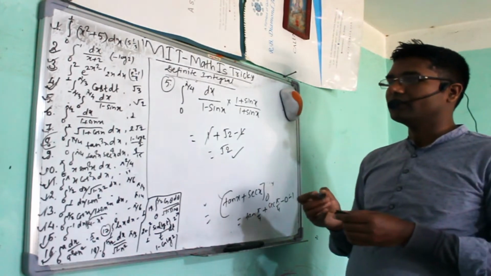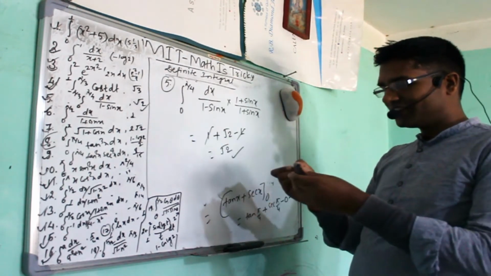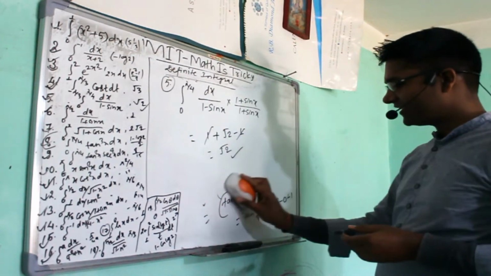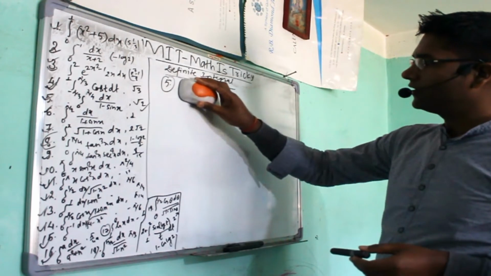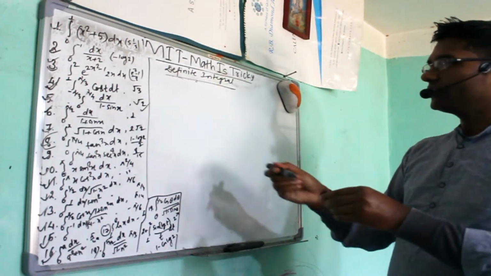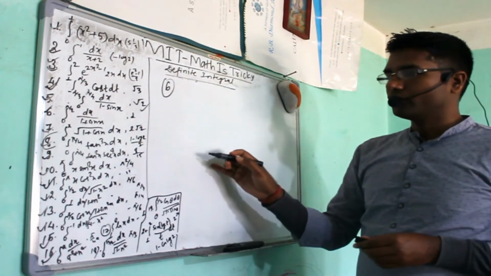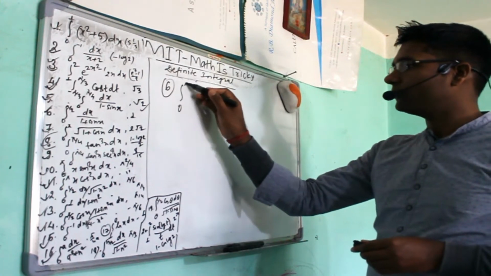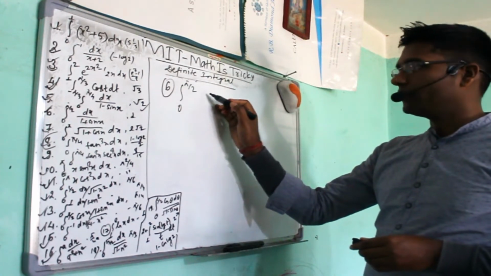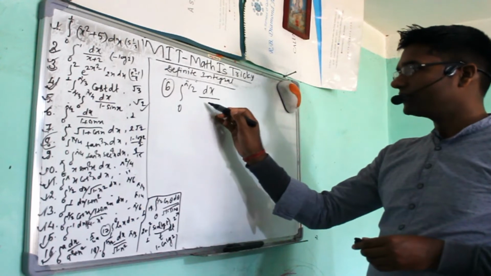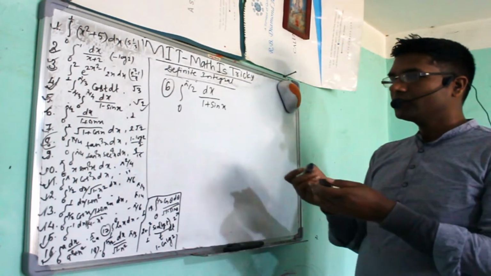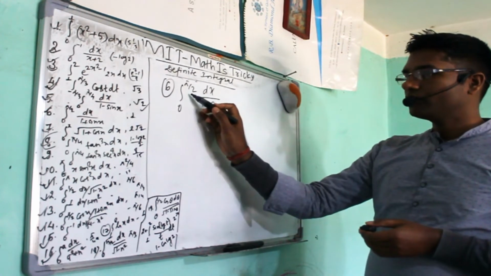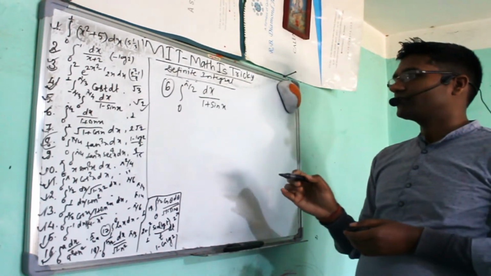Okay, so integration from 0 to minus 1 dx by x plus 2. We know that integration of 1 by x is log x, so we can write here log of x plus 2. This is the integration of 1 by x plus 2, and then range is from 0 to minus 1. So let's put here first minus 1. So log of minus 1 plus 2, then minus, now lower limit, log of x equals 0 plus 2.